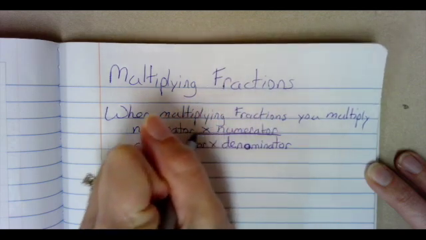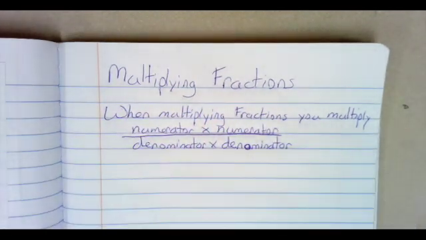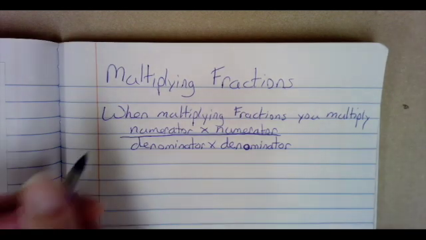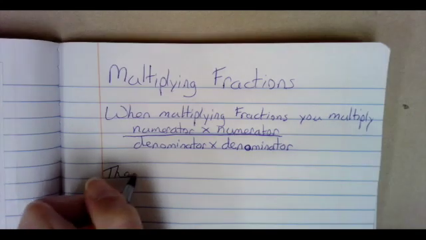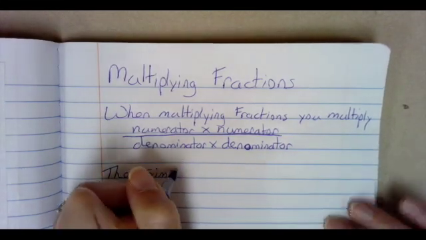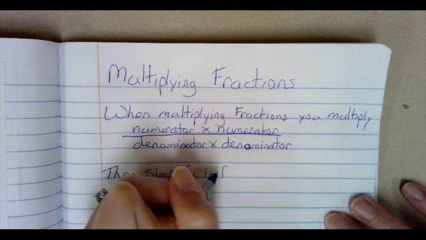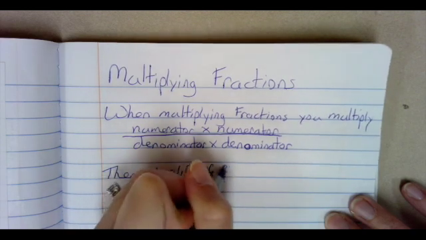There is no finding a common denominator. There's just simply multiplying straight across, numerator times numerator, denominator times denominator. Then simplify if necessary. There is still simplifying. Simplify if necessary.